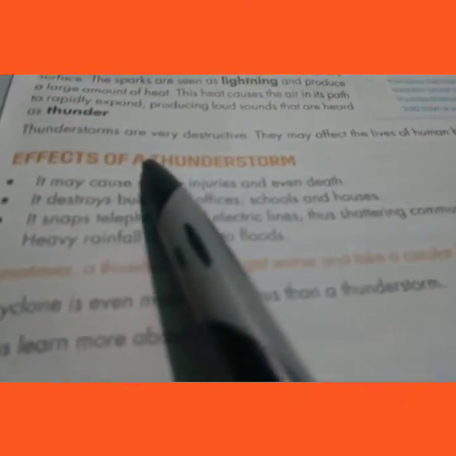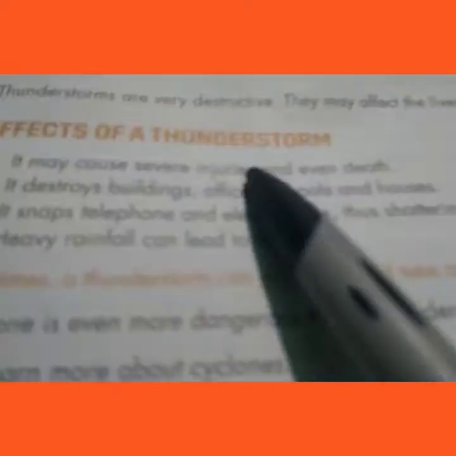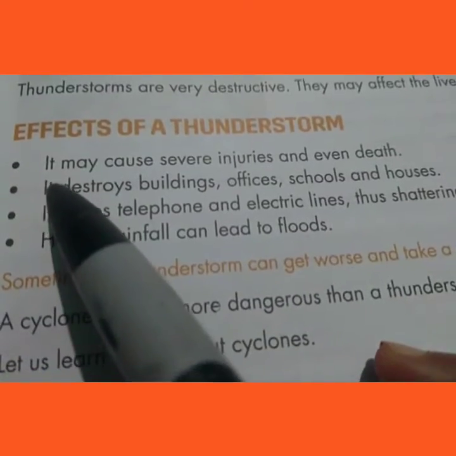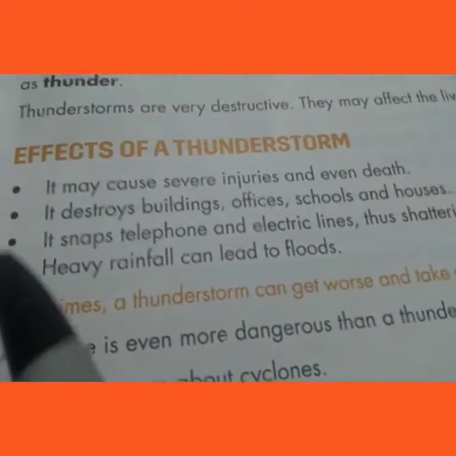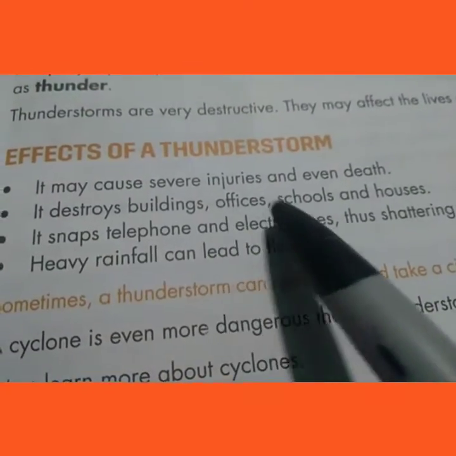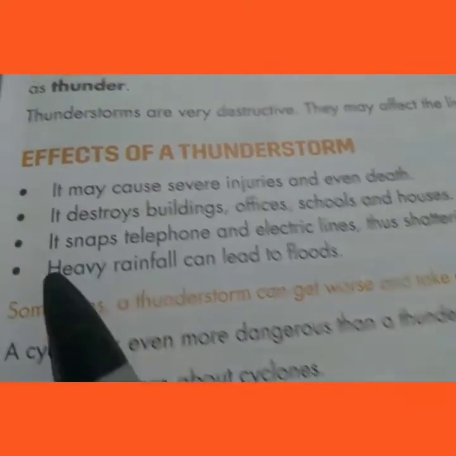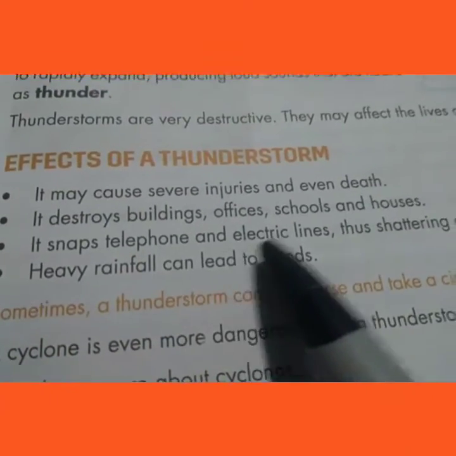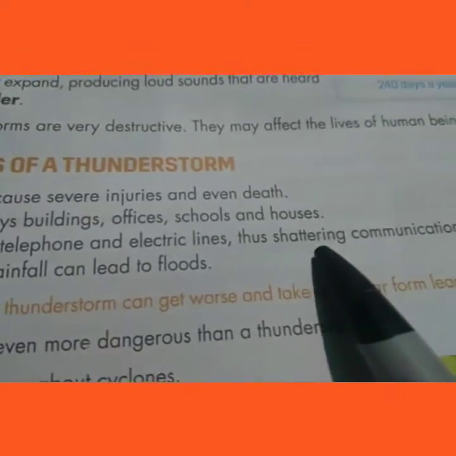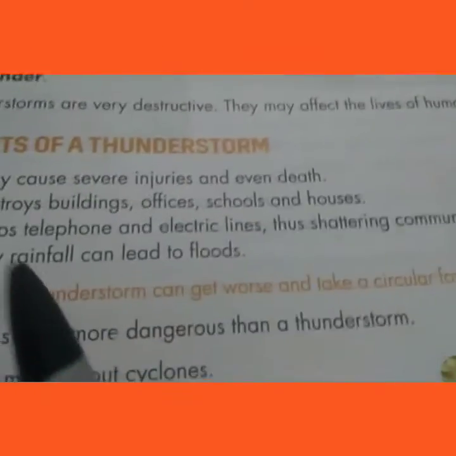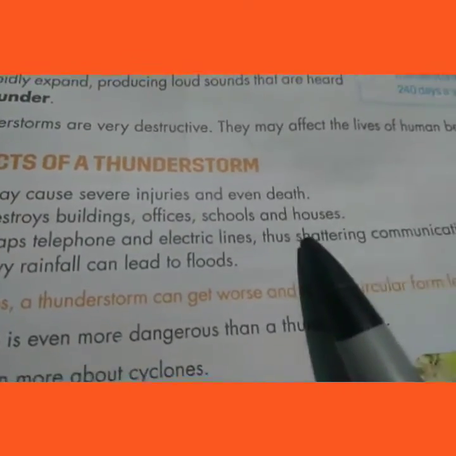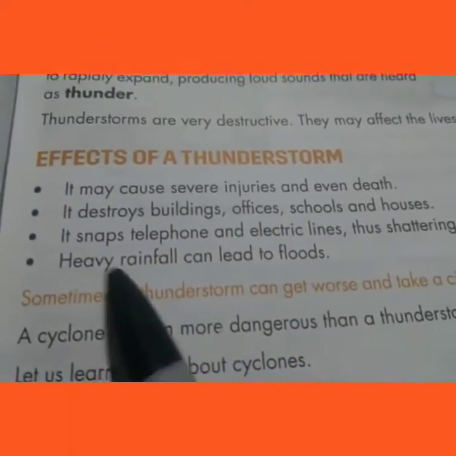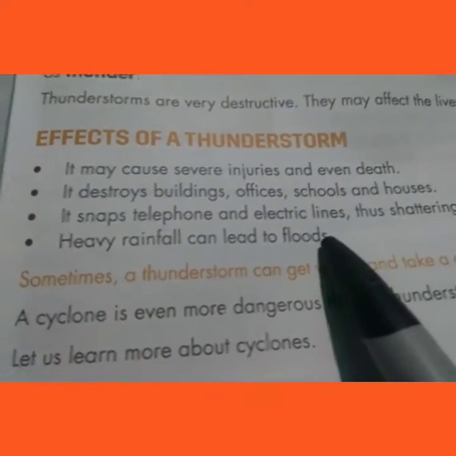So what are the effects of thunderstorms? First, it may cause severe injuries and even death. Second, it destroys buildings, offices, schools, and houses. It snaps telephone and electric lines, thus shattering communication systems. Shattering means breaking down, that means affecting the communication system. Heavy rainfall can also lead to floods.